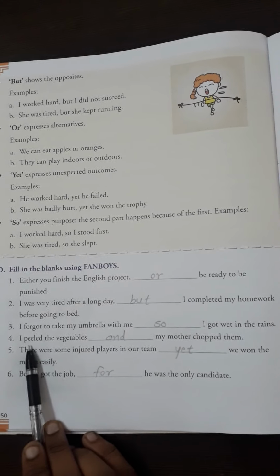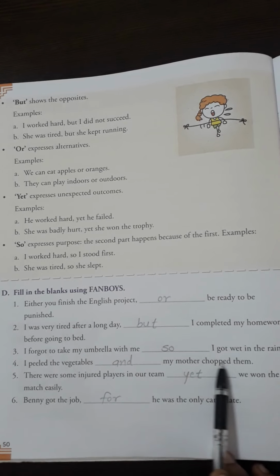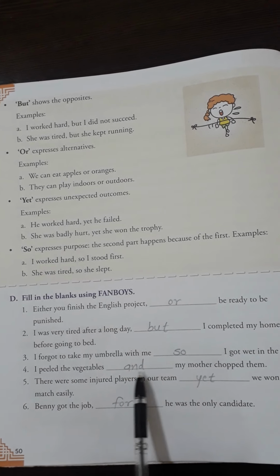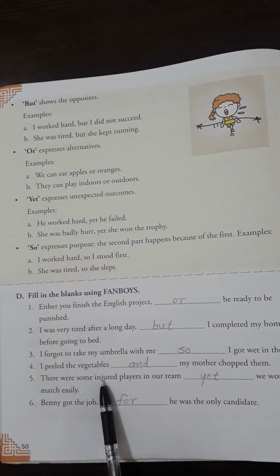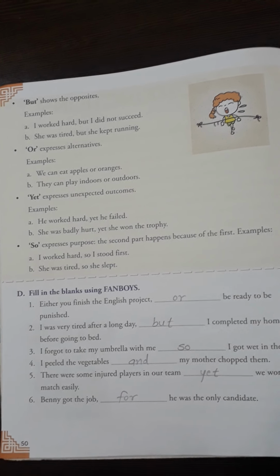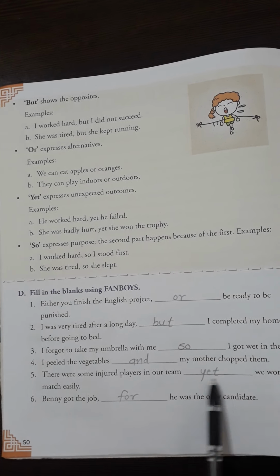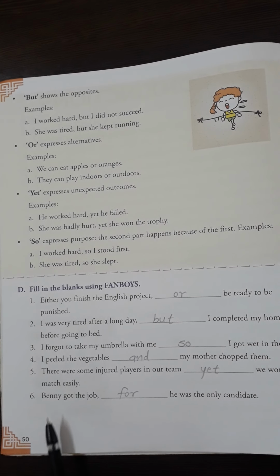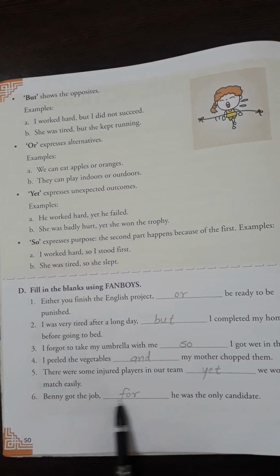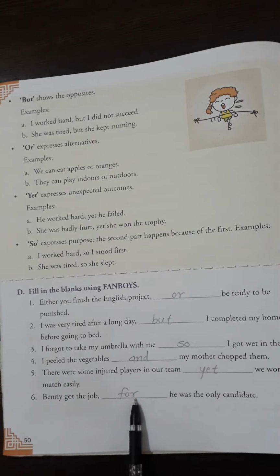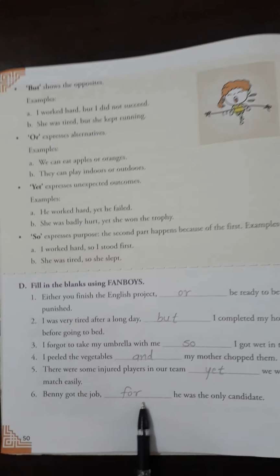I peeled the vegetables and my mother chopped them. We use here "and". A stands for "and". There were some injured players in our team, yet we won the match easily. We use here "yet", the conjunction or coordinator. Y stands for "yet". Benny got the job, for he was the only candidate. "For", F indicates "for" is the conjunction.